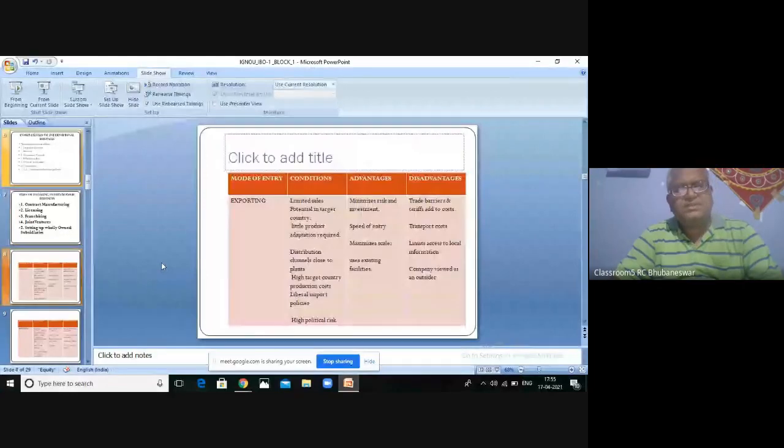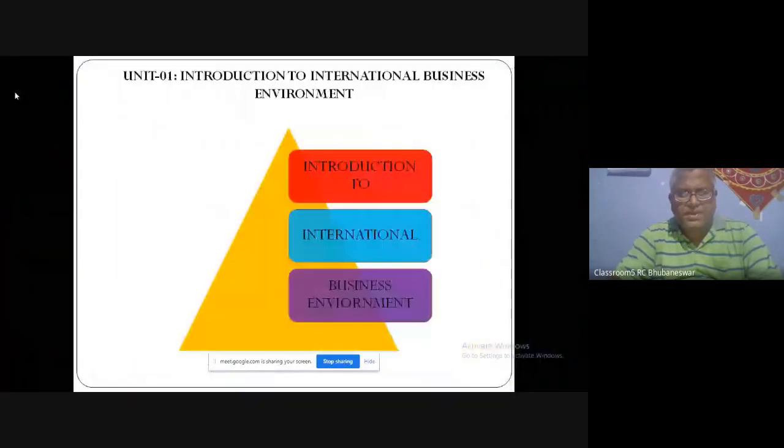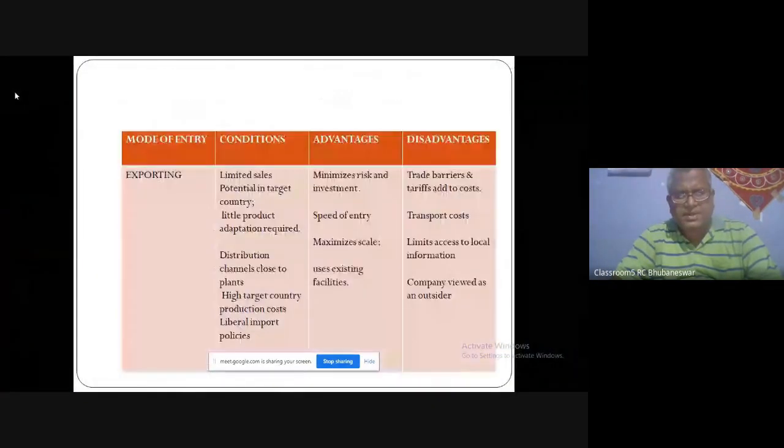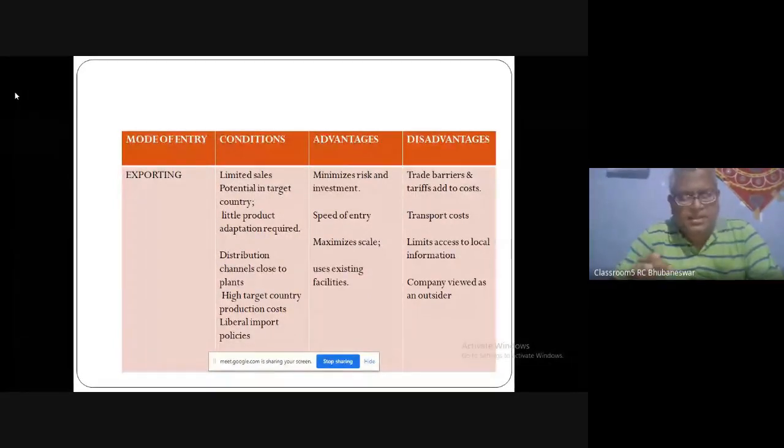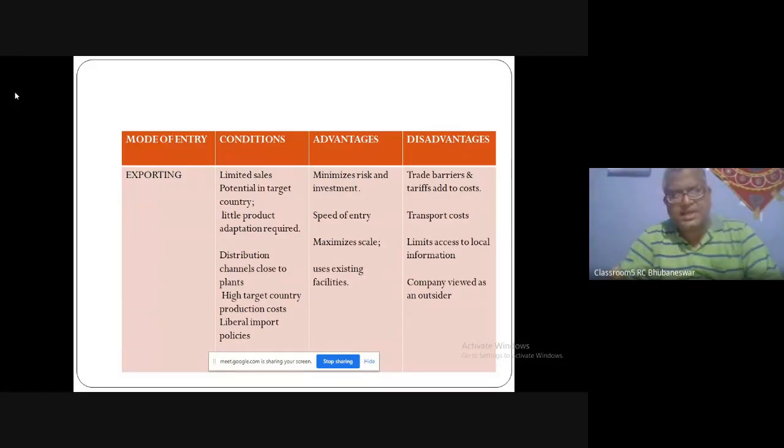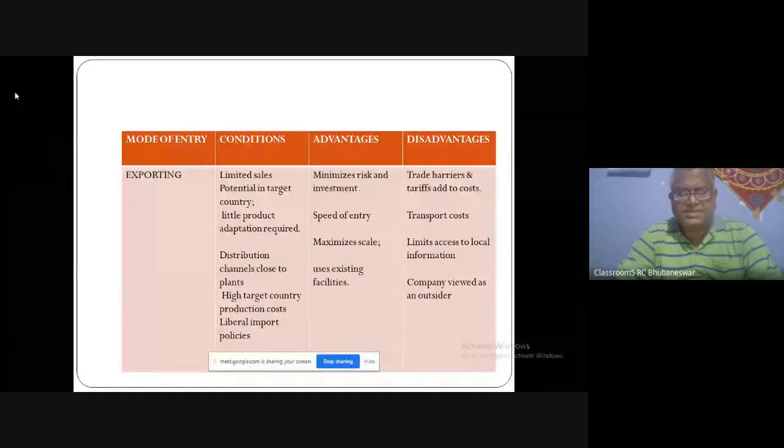Another one: these are the slides I have pointed out. Due to the lack of time, I am showing the particular slides. You see this. This is exporting. If the entry into international business is through exporting, there are several conditions, and several advantages and disadvantages.